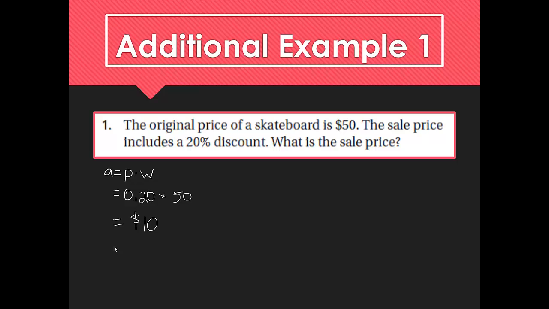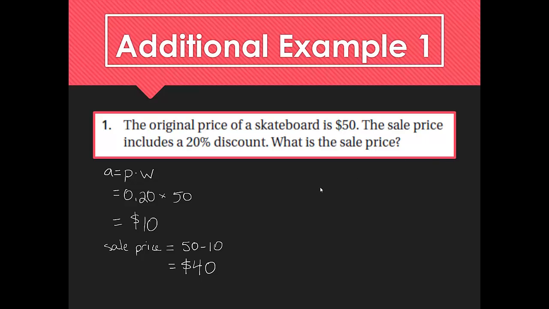Now we need to find our sale price. So we're going to have that our sale price would be equal to the original price, which was $50, minus our discount, which is 10, and 50 minus 10 is going to be 40. So our sale price is $40. That was our first method.